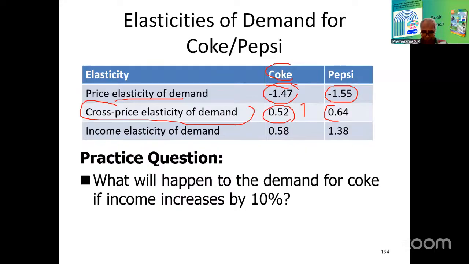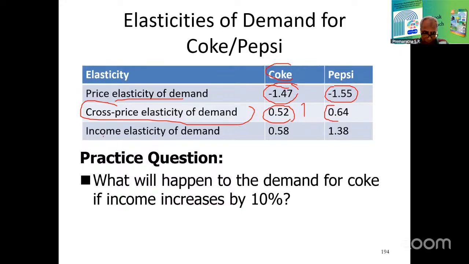Now let's say that you are a retailer, you sell both Coca-Cola and Pepsi. So these values are very important for you to take some of your logistic and marketing decisions.